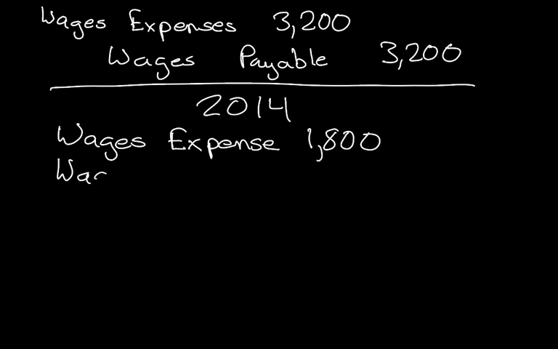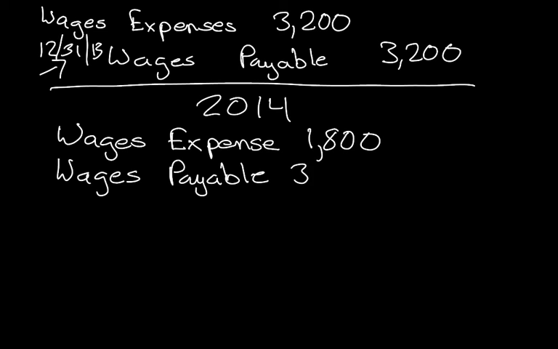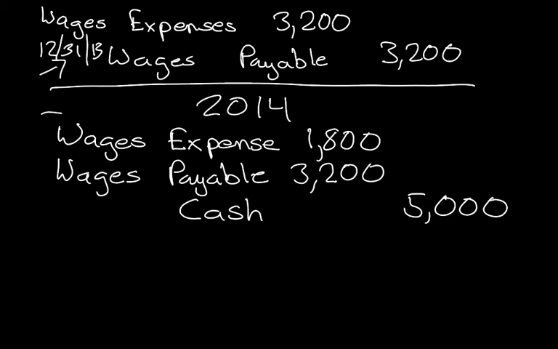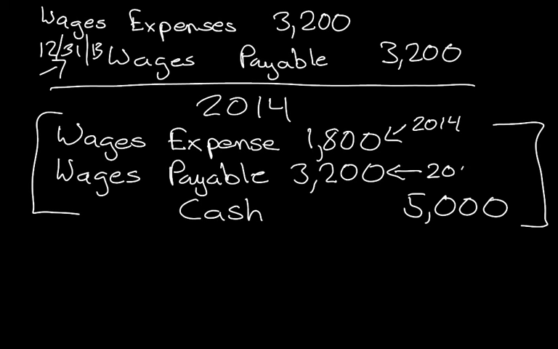and then there would be another debit, and that debit would be for the payable account that was incurred here on December 31st of the 2013 year, right? So that would be $3,200. And then what would happen is you'd have a cash credit of $5,000. So this transaction here accounts for the expenses that the company owes for 2014 and what was owed at the end of 2013. And that would be the final transaction for that pay period.